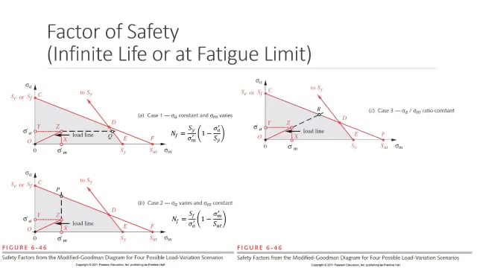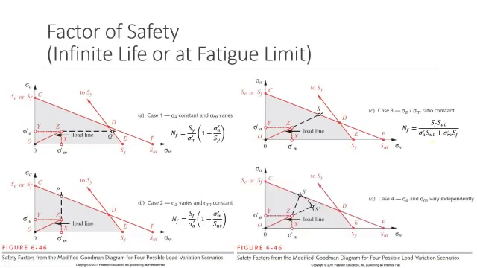The third case, and maybe this is the most common to consider, is that the ratio of sigma m to sigma a remains constant. In other words, if I have any more alternating stress, I'm also going to have more mean stress. And so now my factor of safety is going to be OZ divided by OR. It takes a little bit of work, but we can get a factor of safety that reduces into this form.